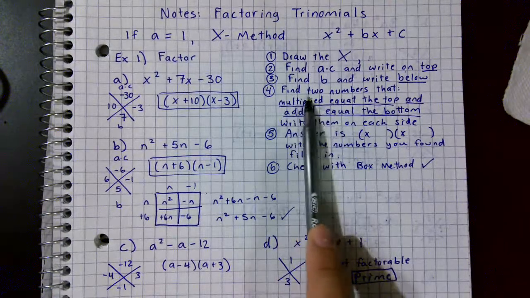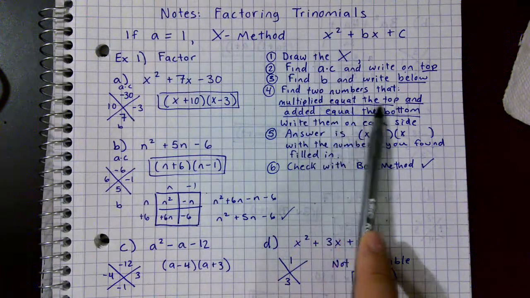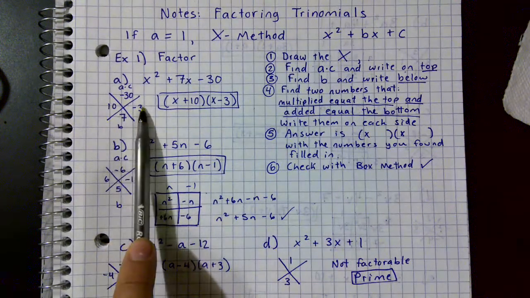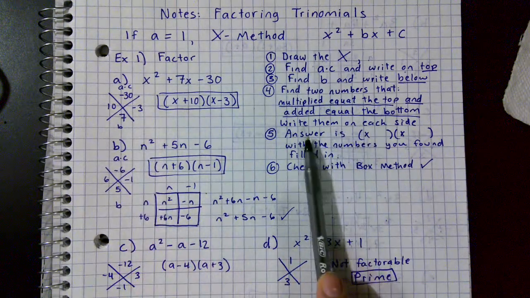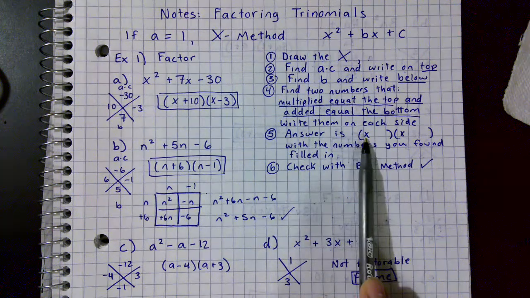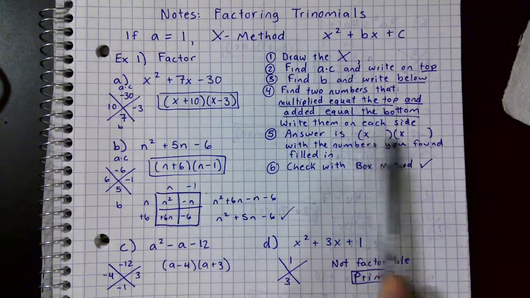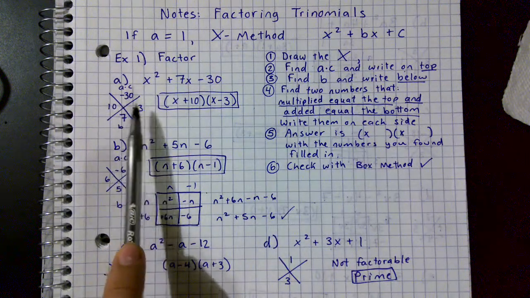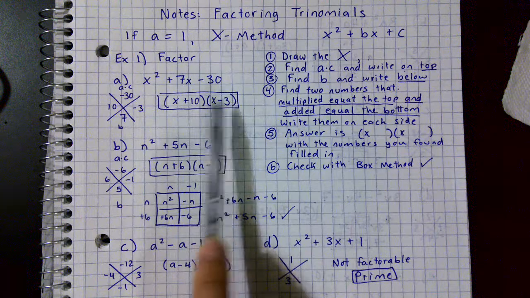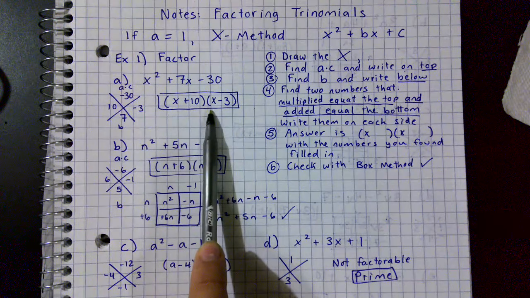So that's step 4. You find two numbers that when you multiply them, you equal the top, and when you add them, you equal the bottom. You write them on the left and on the right side. Then we're pretty much done. Your answer is going to be parentheses x, and then the missing numbers are the two numbers that you found. So if you found 10 and negative 3, you're going to do positive 10 and negative 3. And then that's your answer, x plus 10, x minus 3.